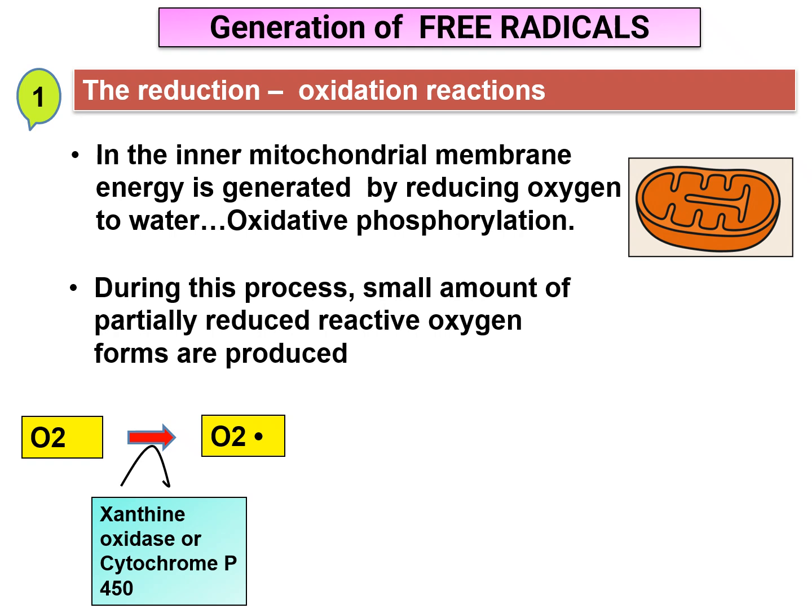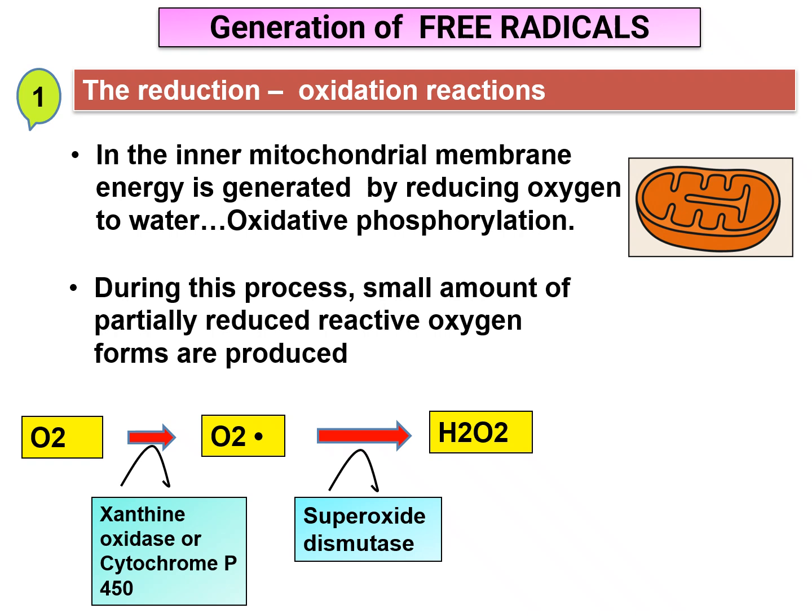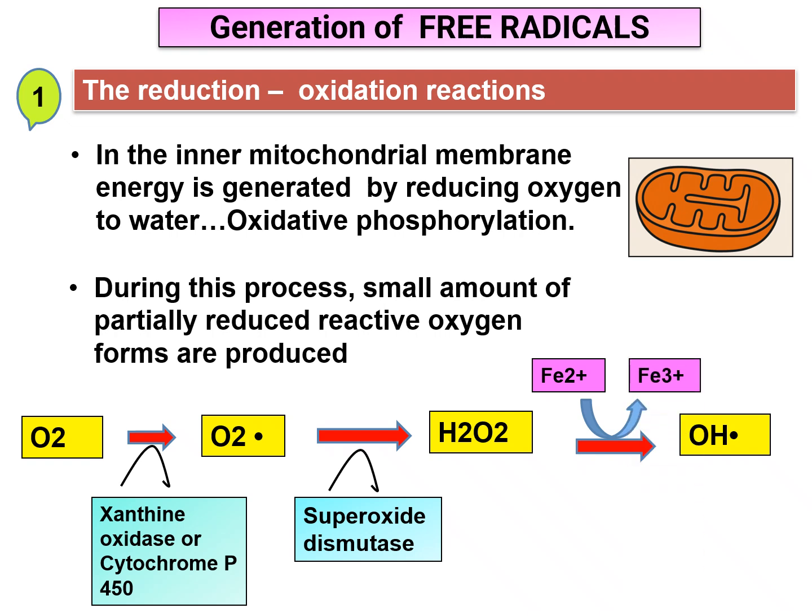This superoxide is further converted to another reactive oxygen species known as H2O2, or hydrogen peroxide, in the presence of the enzyme superoxide dismutase. This autocatalytic reaction doesn't stop here. This hydrogen peroxide is further converted into hydroxyl ion, and this process is mediated by iron, that is, Fe2+ is converted into Fe3+. In this process hydroxyl ions are formed, and this reaction is known as Fenton's reaction.